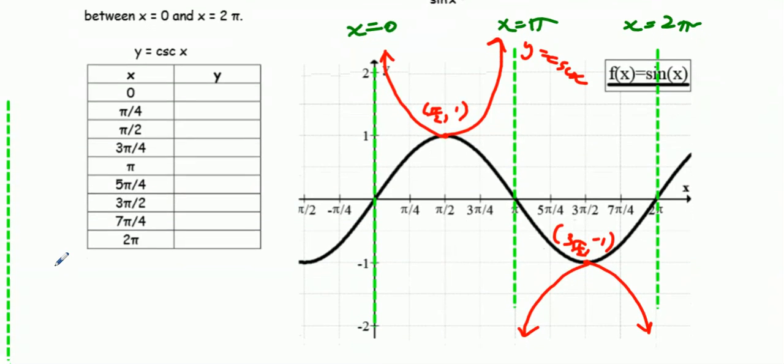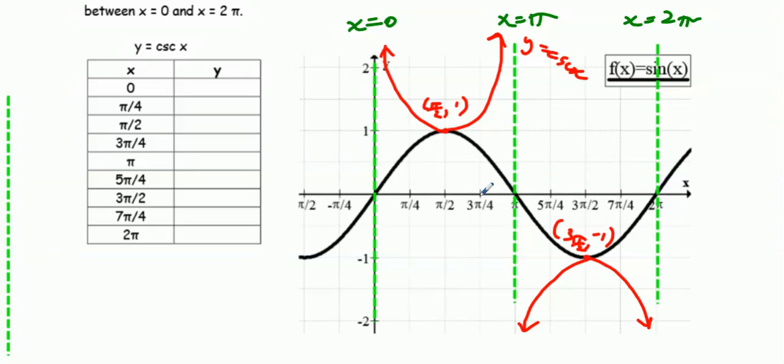Now, I could have generated some extra points here. I could have figured out the y value at 3 pi by 4. I could have used my unit circle and my pi by 4 special triangle, and filled in a table of values. But I think that's really not necessary unless you need to label more points. Generating a table of values to graph is not a really great idea unless you know the shape of the graph already.